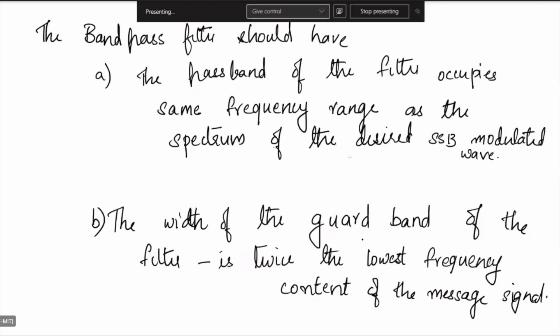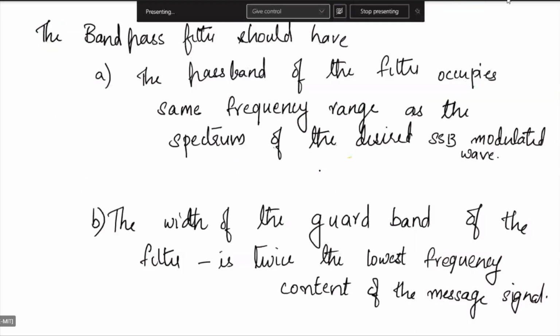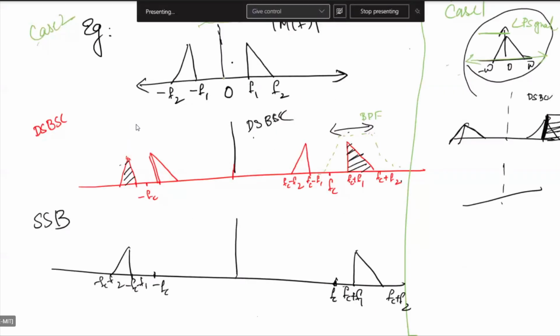Next, the width of the guard band of the filter is twice the lowest frequency content of the message signal. What does that mean? Suppose this is my band pass filter, and this is the guard band. The width of the guard band is twice the lowest frequency content of the message signal. Here the lowest frequency content is F1, so the guard band of the filter should be 2F1.